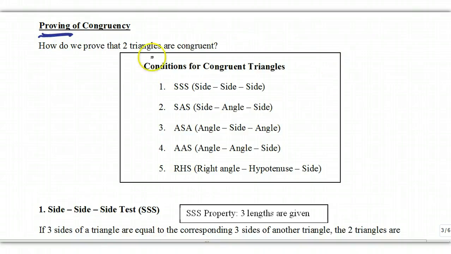If you look at a table over here, there are actually 5 different ways for you to prove that two triangles are congruent. Remember, congruency means that they are of the exact same shape and same size. We shall go through the tests one by one, and then after that I will go through with you when to use which test.